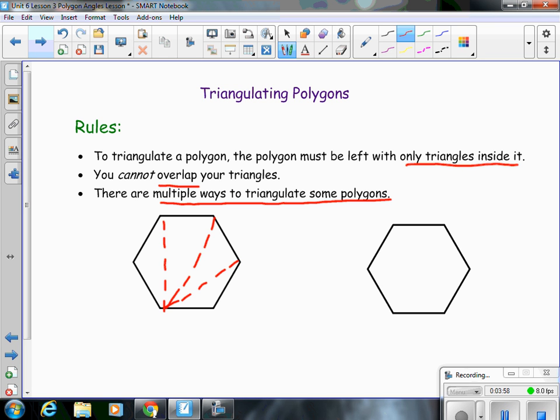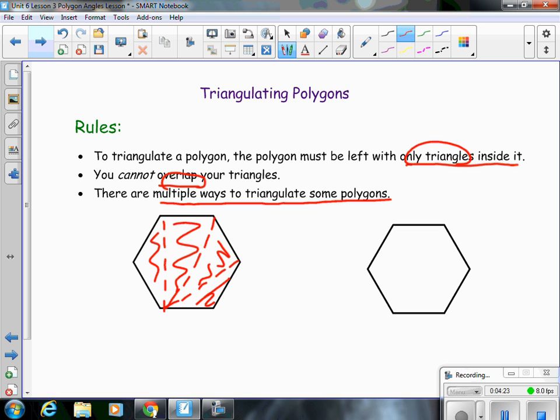And notice that I only have triangles left. There's a triangle here, a triangle here, a triangle here, and a triangle here. So there's only triangles left inside of it. My triangles are not overlapping. And I'm going to show you another way to triangulate this same shape, this hexagon.